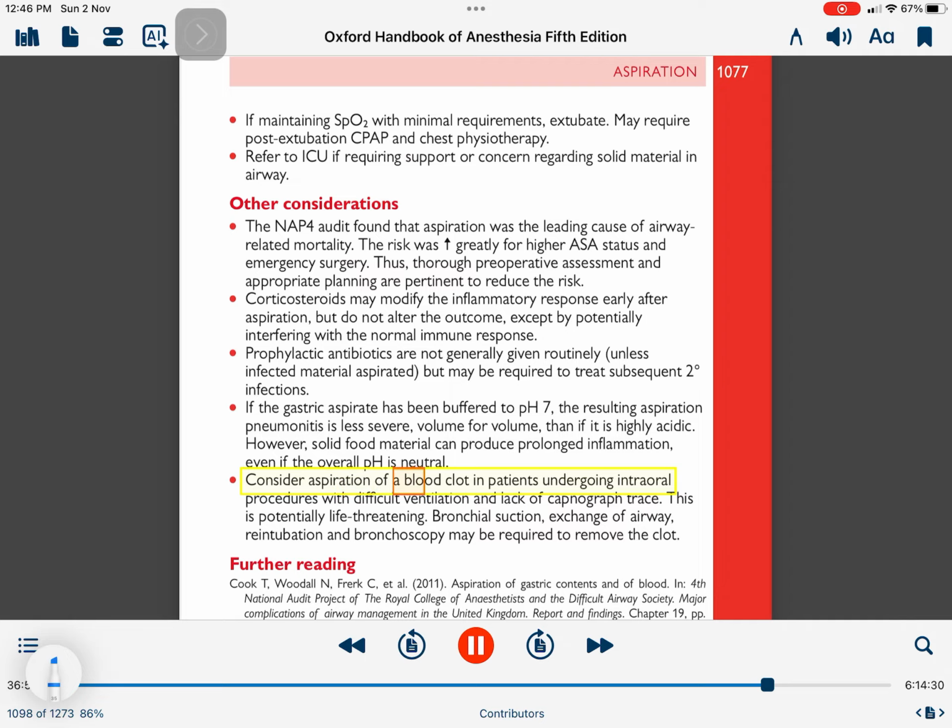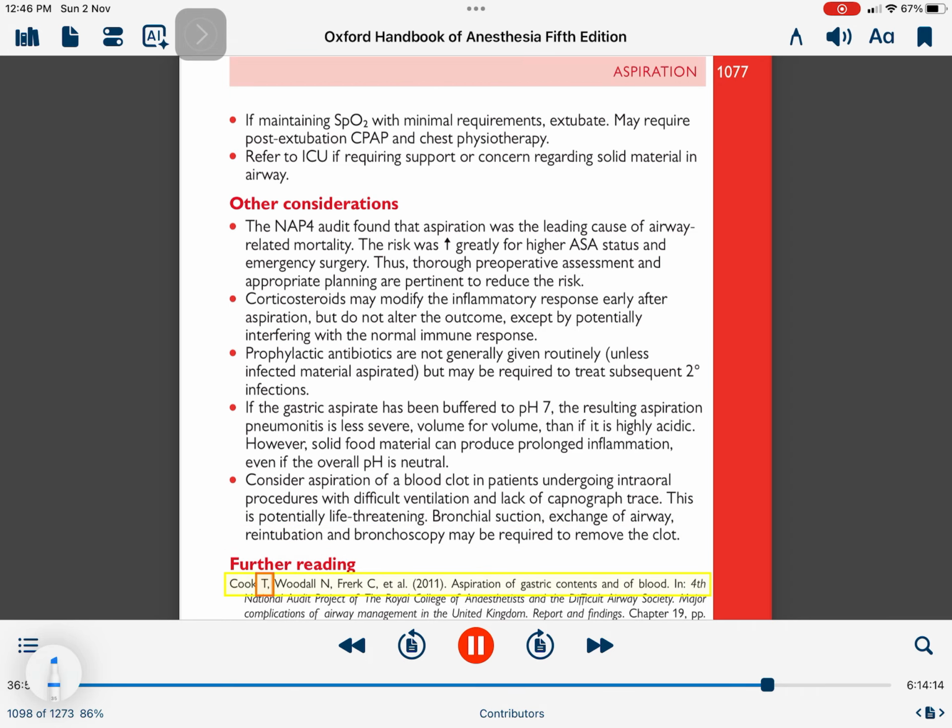Consider aspiration of a blood clot in patients undergoing intraoral procedures with difficult ventilation and lack of capnograph trace. This is potentially life-threatening. Bronchial suction, exchange of airway, reintubation and bronchoscopy may be required to remove the clot.